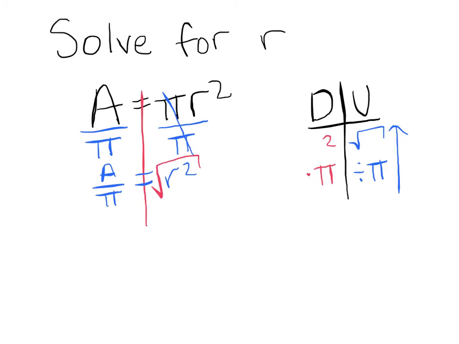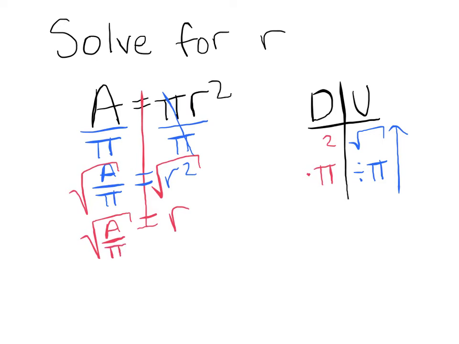And since this is an equation, I need to do the same thing on both sides, which means I'm going to take the square root of the other side. Well, taking the square root of something undoes the squaring, so all we're left with on the right-hand side is r. And again, since we don't know the area, we're going to leave it as the square root of a over pi.